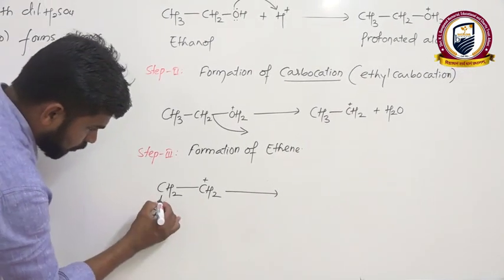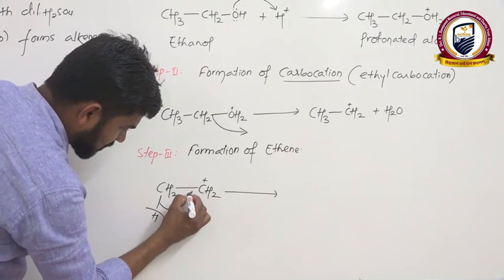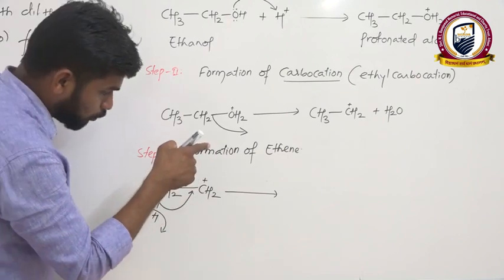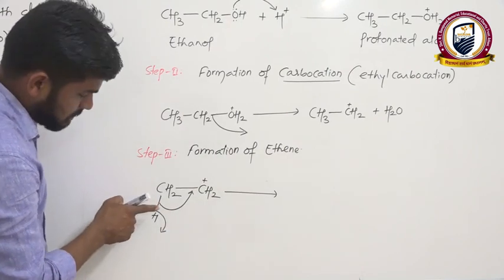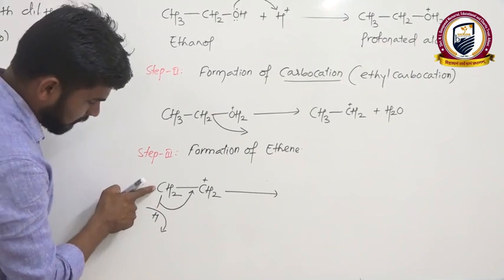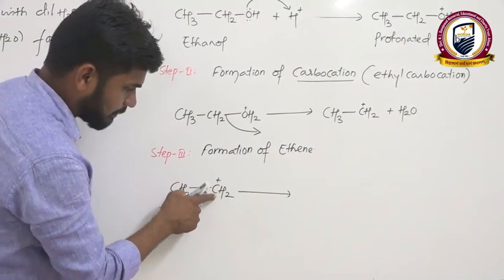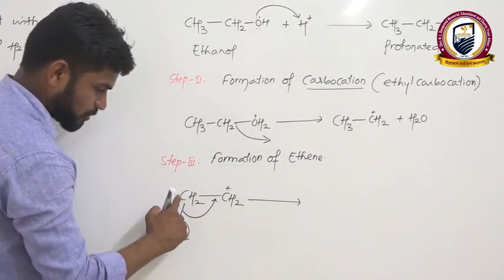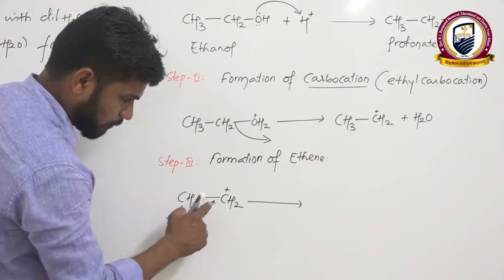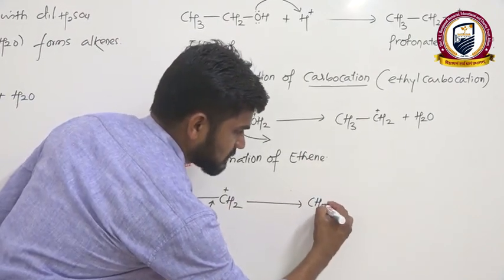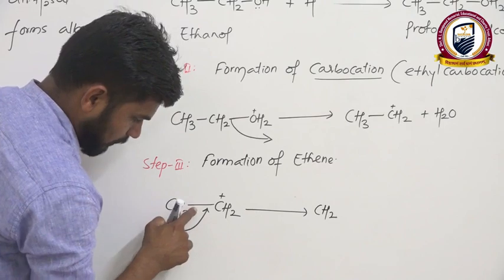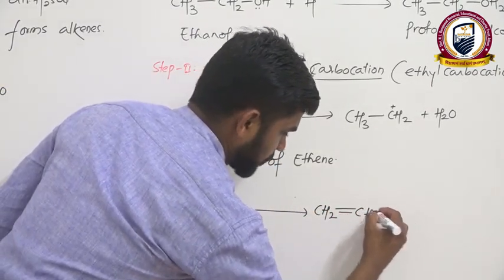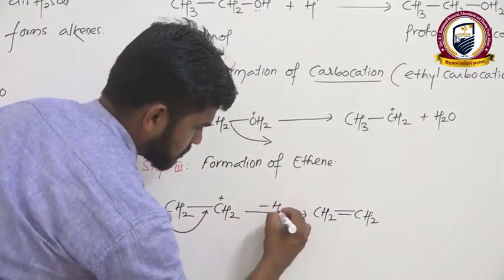These bond pair of electrons will be given to the carbon having plus charge. As this carbon is having a plus charge, we have to reduce it, and to reduce this plus charge we have to give the electrons. So the paired electrons between carbon and hydrogen will be given to this carbon atom having plus charge. Therefore, this positive charge goes off, and there is a formation of carbon to carbon double bond. So the compound becomes CH2=CH2, with the elimination of this proton as H plus.